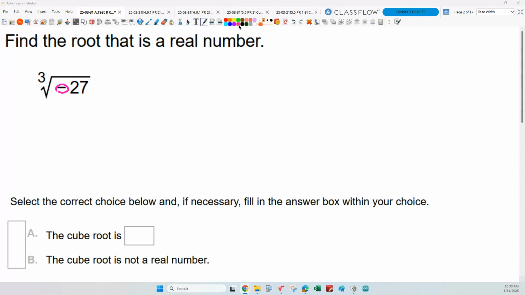An odd root of a negative number gives us an answer that is always what? Negative. Yeah, absolutely. And so what is the answer here? What is the cube root of -27? -3. And why is that? The answer is -3 because -3 cubed is -27, right? Okay, make sense?